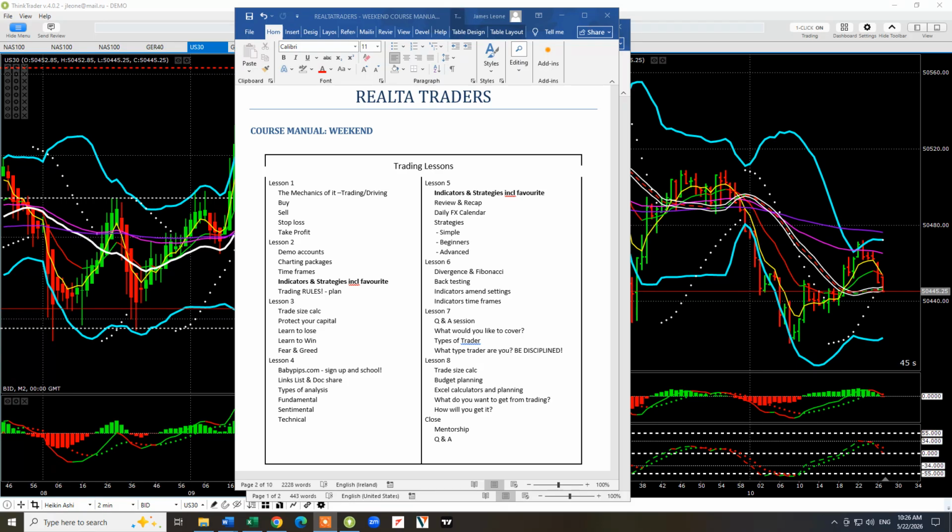Today we're going to be looking at Lesson 5, where we review what we did in Lesson 2: indicators and strategies, including the favourite. Obviously not all of them. We're just going to look at the Dynamic Edge, the DWL3, if you like, on in the background there. We're going to review and recap that session.